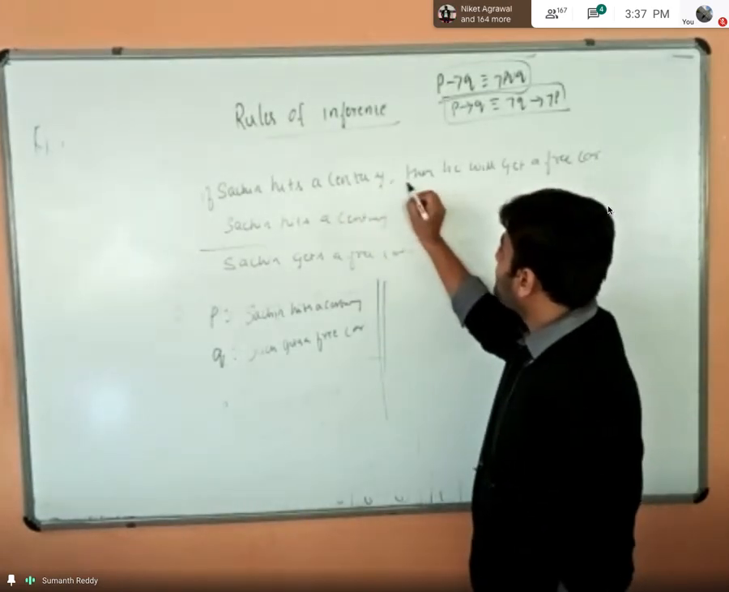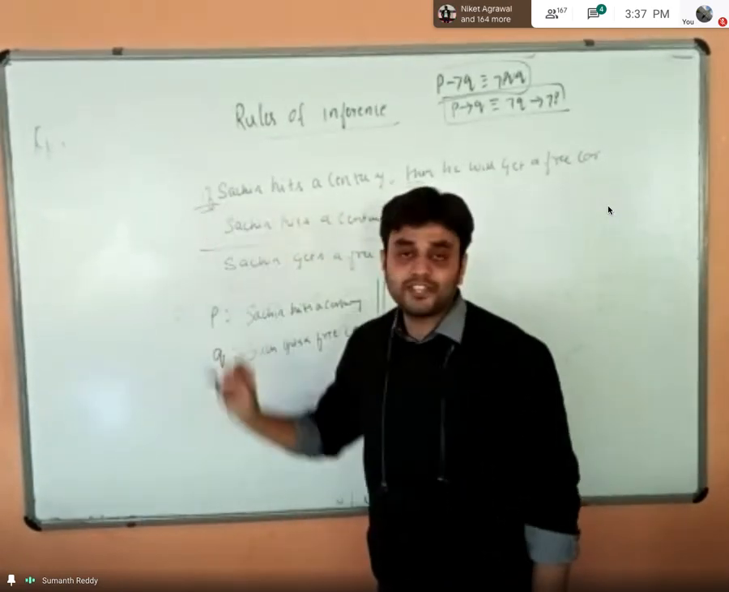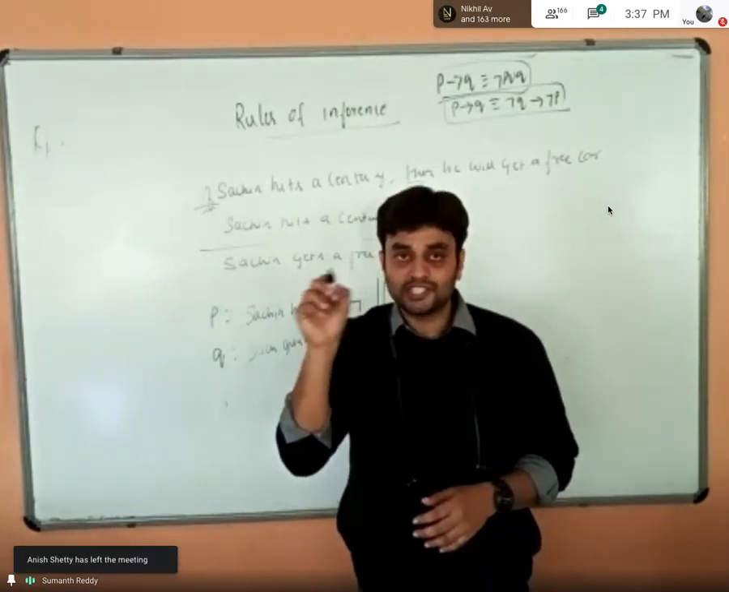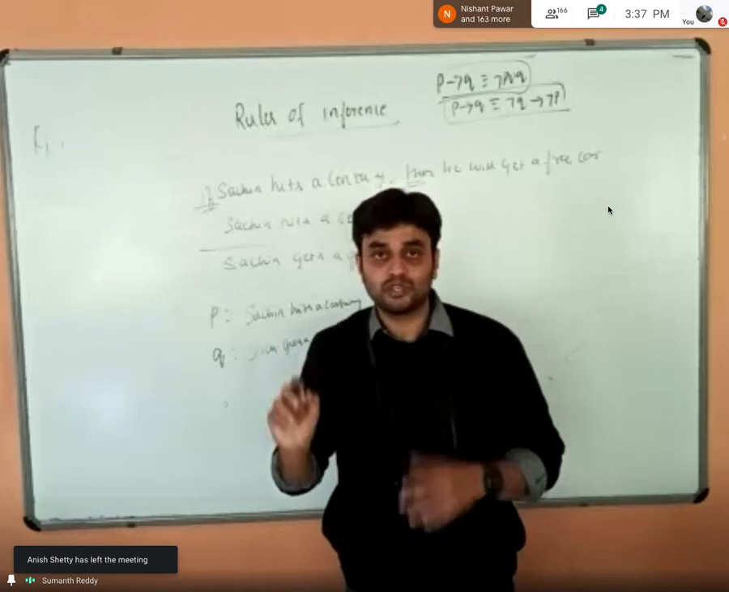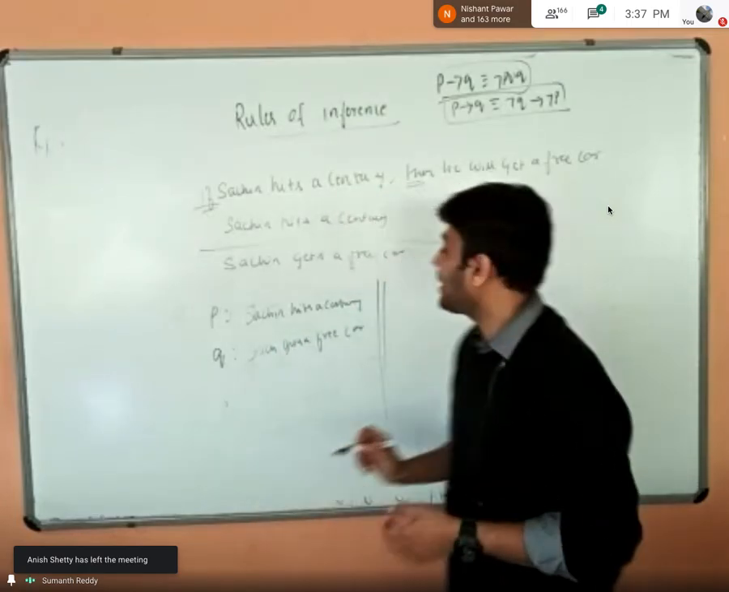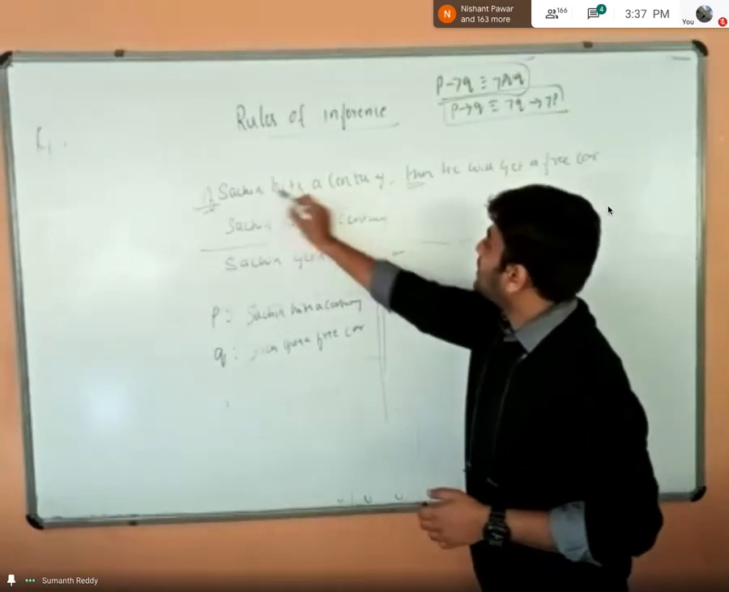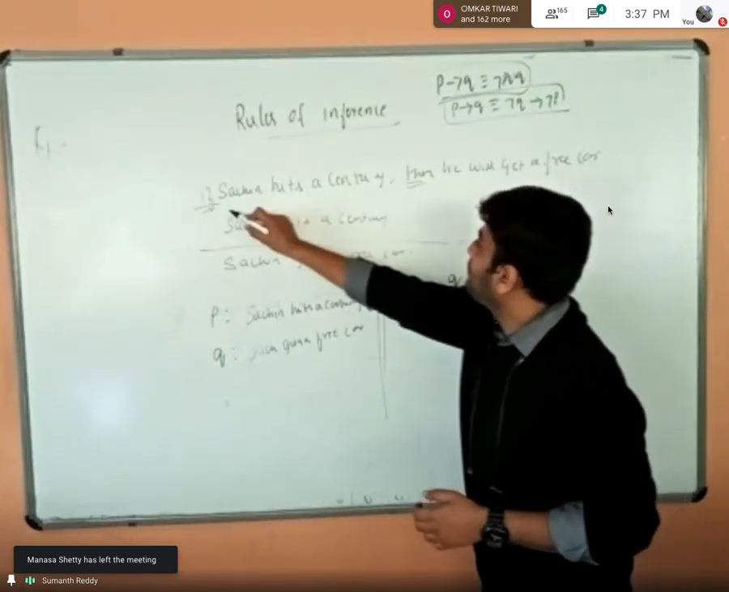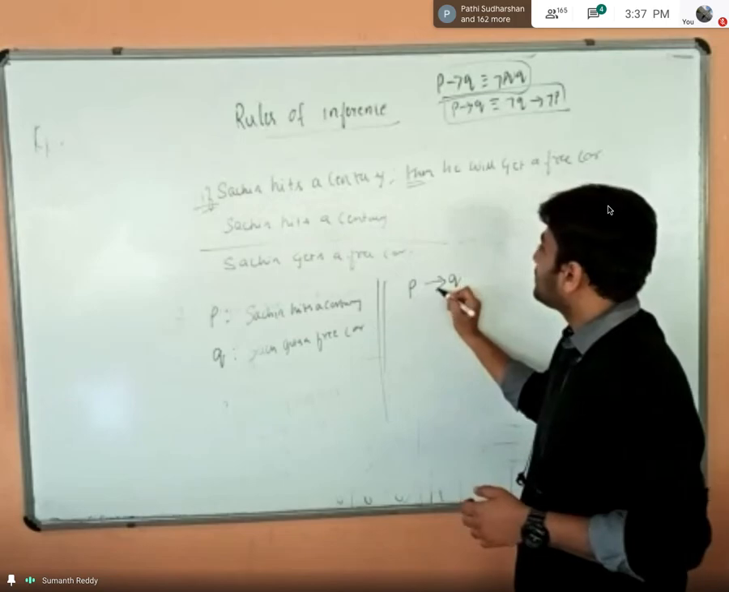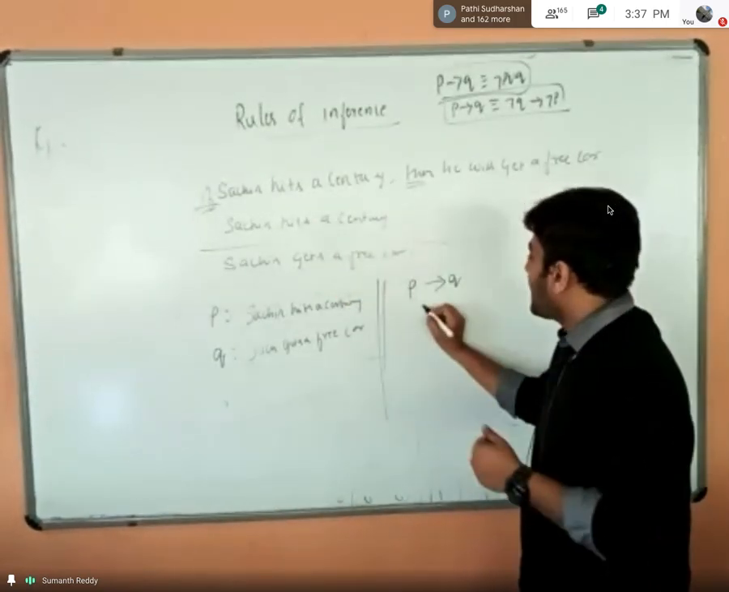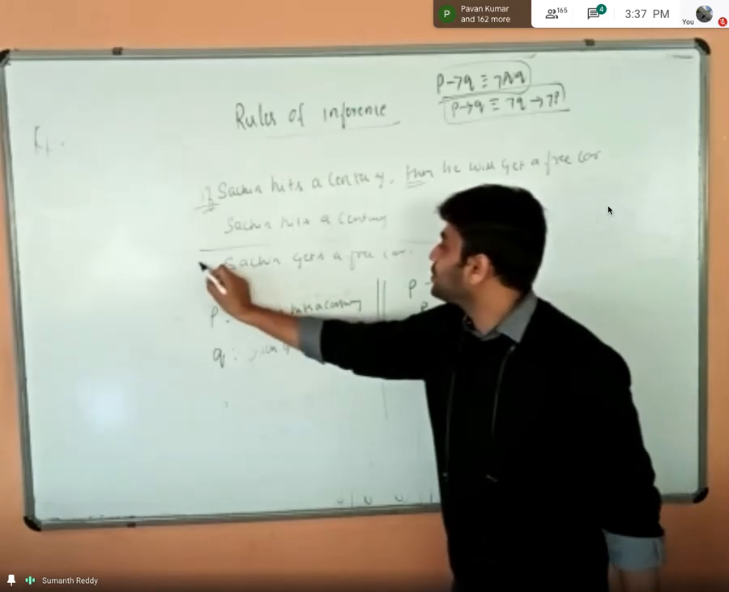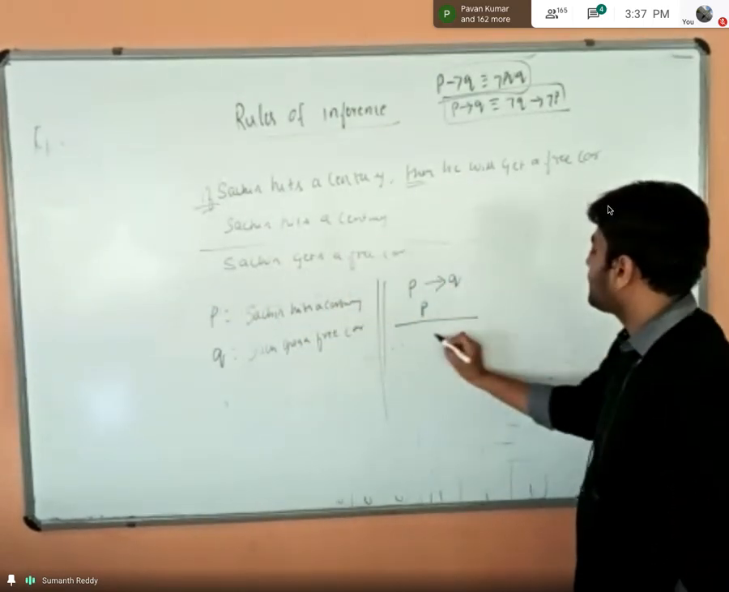Since you have if-then, you have to use the conditional. If you have and, you have to use conjunction. If you have or, you have to use disjunction. Those basic rules I think you know, right? Now, Sachin hits a century, that is P. He gets a free car is Q. And since you have if-then, you use the conditional. Sachin hits a century, again it is P. Now one horizontal line. And what is the conclusion? Sachin gets a free car. Sachin getting the free car is Q.